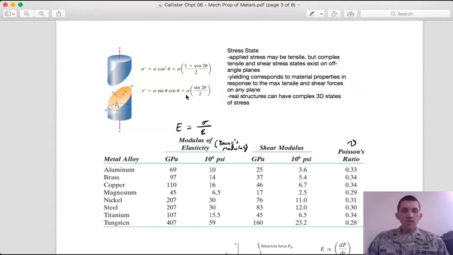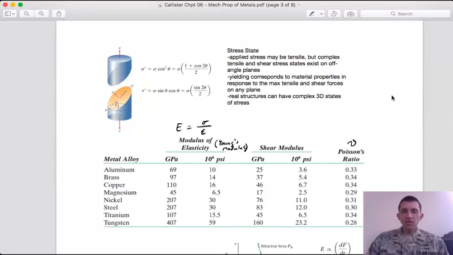And so as the angle on these planes increases, at some point, even though you have not overcome the tensile properties of the material, you could reach the limit in shear, in which case you would get sliding on some of these off-angle planes.